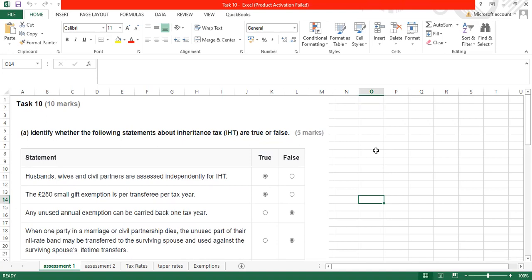So today we are going to do task number 10 and it is related to inheritance tax.